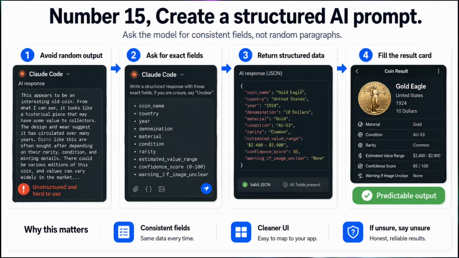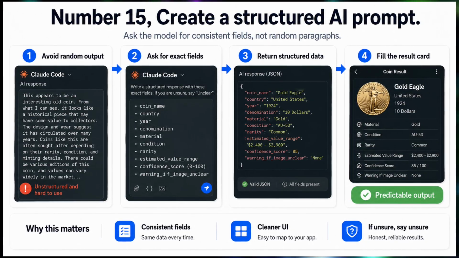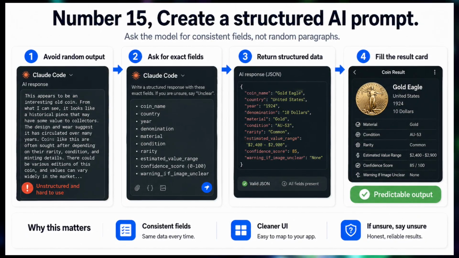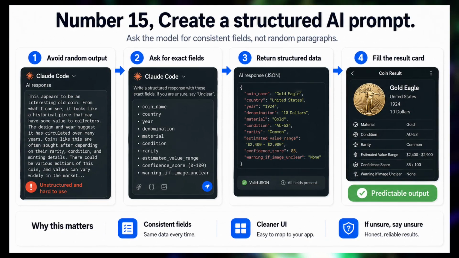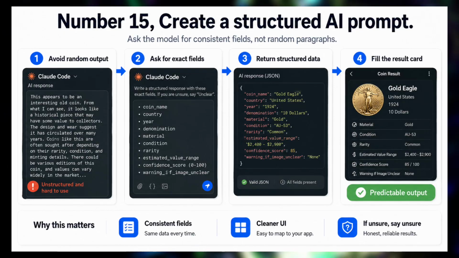Number 15. Create a structured AI prompt. The AI should not return random paragraphs. It should return structured information that your app can display. Ask Claude to create an analysis prompt for the model.